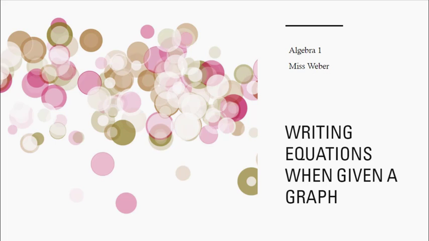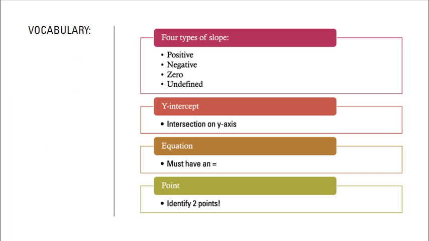Okay, this video is about writing equations when given a graph. First is vocabulary. The four types of slope are positive, negative, zero, and undefined. A review. This is positive, this is negative, this is zero, and this is undefined.